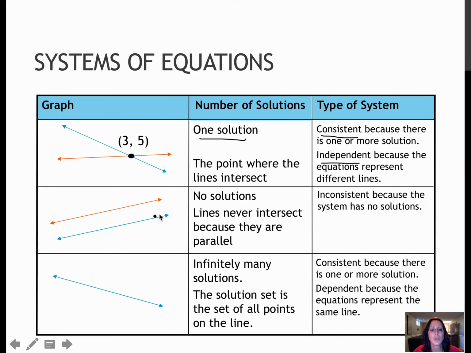Now, it's possible that we have 2 lines that are parallel to each other, that will never ever cross, which means that we don't have a solution, because the solution is, of course, when the 2 lines cross. This is called inconsistent because there are no solutions. Our last choice is that we have the same line twice. It looks like one line, but it's really 2 lines that are the same line stacked on top of each other. This has infinitely many solutions, because think about all of the different points where those 2 lines touch each other. It's everywhere on that line. This is also consistent because there is a solution, but it's dependent because the equations represent the same line.